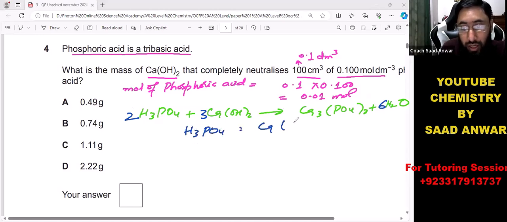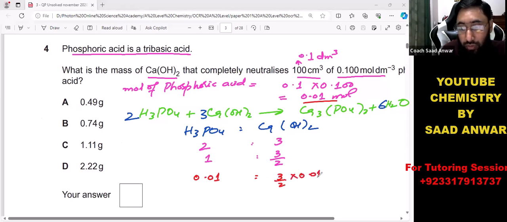The other step is comparison of molar ratio, H3PO4 versus calcium hydroxide. Because I have to do the calculation for calcium hydroxide, I put calcium hydroxide on the right. According to the balanced chemical equation, 2 mole phosphoric acid reacts with 3 mole calcium hydroxide. Suppose I have 1 mole phosphoric acid; this will react with 3 upon 2 mole of calcium hydroxide. But I have 0.01 mole of phosphoric acid, so the mole of calcium hydroxide will be 0.015 mole.